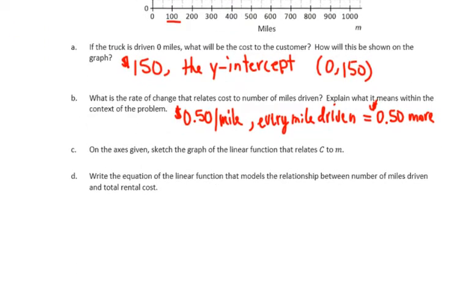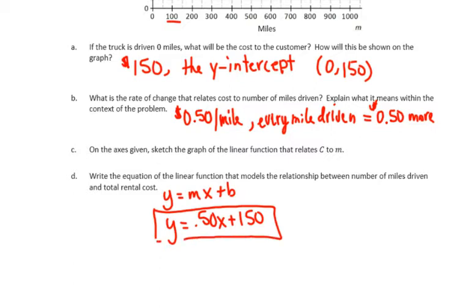Write the equation of the linear function that models the relationship. So I want it to be in y equals mx plus b form. I know my slope, that's 50 cents. And my y-intercept is 150. So this would be my function in slope-intercept form.